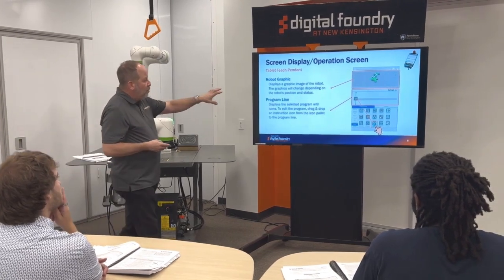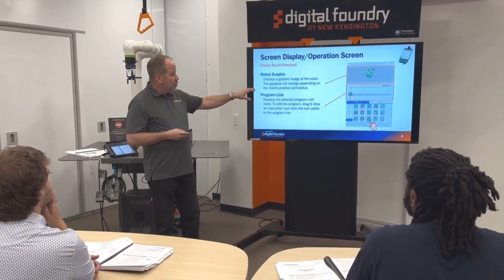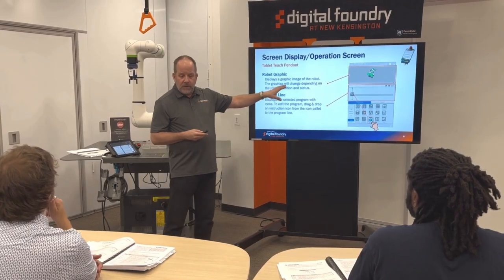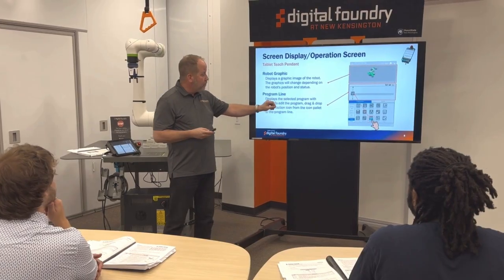So I talked about the robot graphic. It displays a graphic image of the robot. The graphics will change depending on the robot position and status. It's always useful to look at this when you're programming the robot, jogging the robot, or moving the robot.